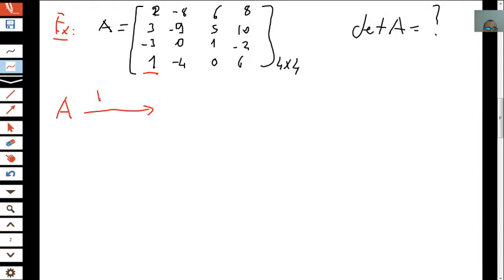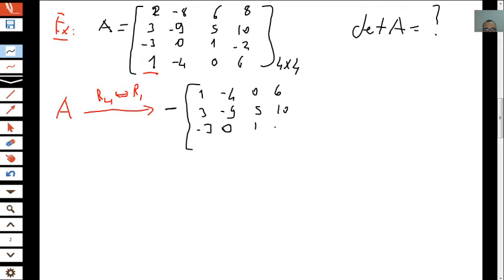We apply an interchange, namely R4 and R1 are interchanged. So we get minus because of the theorem. This is the second part of theorem 3. 1, minus 4, 0, 6, 3, minus 9, 5, 10, minus 3, 0, 1, minus 2, 2, minus 8, 6, 8.